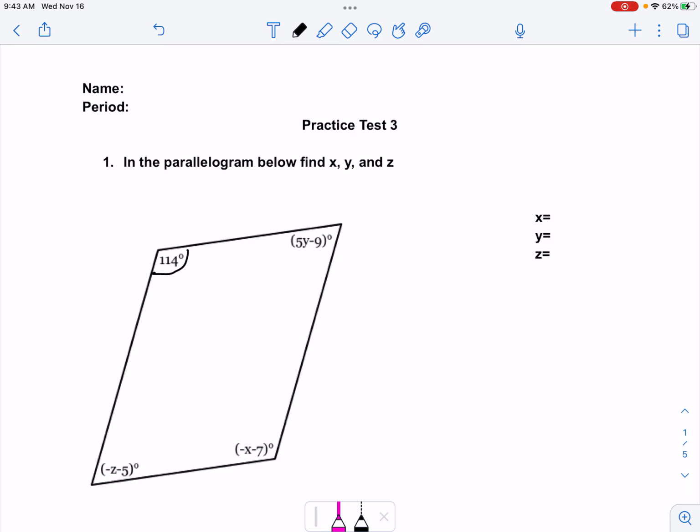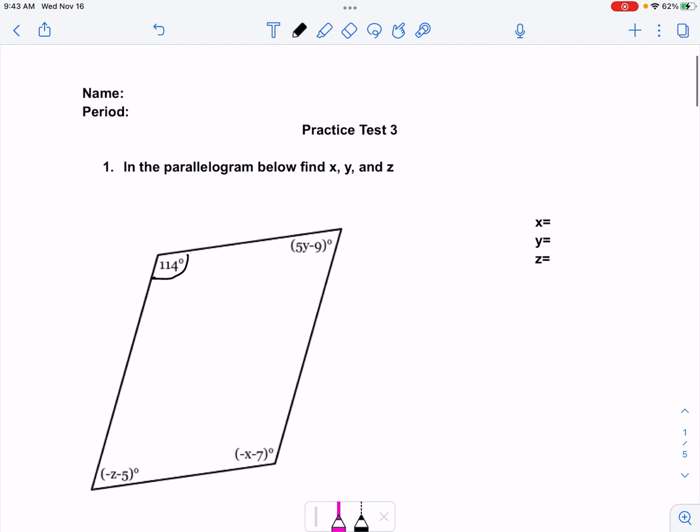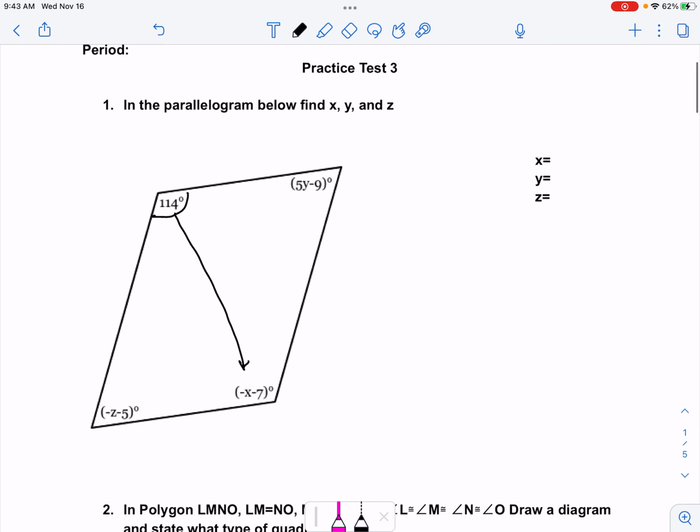The first thing we know about parallelograms is that opposite angles, meaning across from each other, so this angle and that angle, are congruent. So I would say negative x minus 7 has to equal 114. I'm going to move over the 7, and I get 121, right? I'm adding 7 to get that, by the way. And then to get rid of the negative, this is like saying negative 1 times x, so I just divide by negative 1, and I would get x equals negative 121.